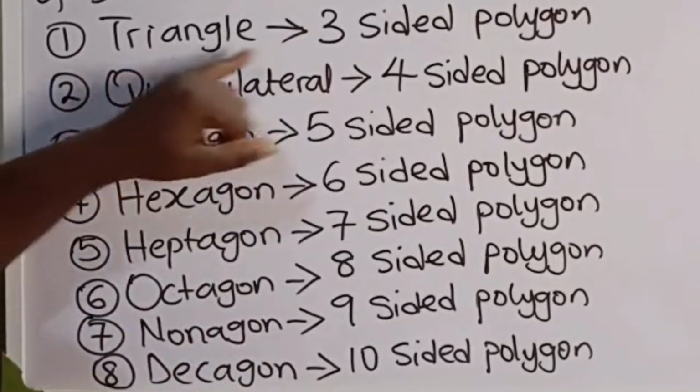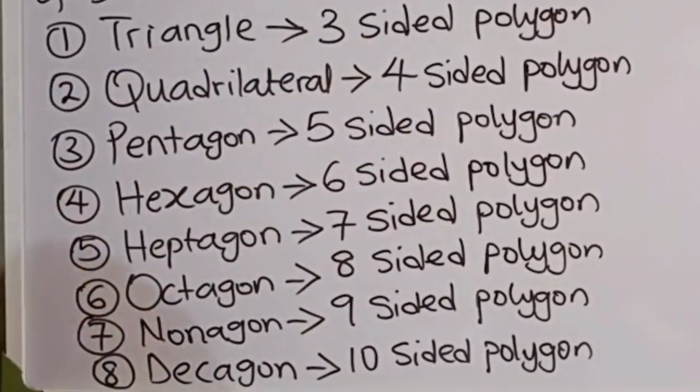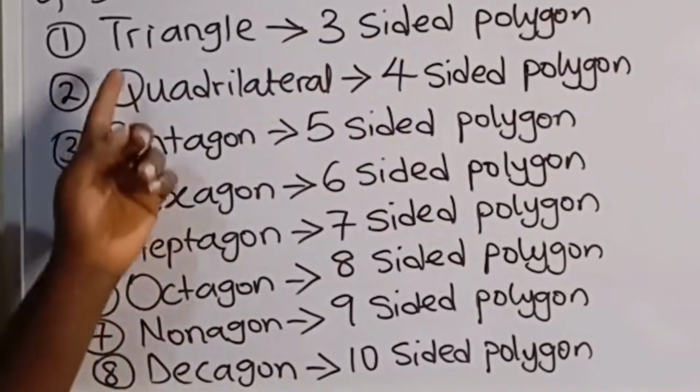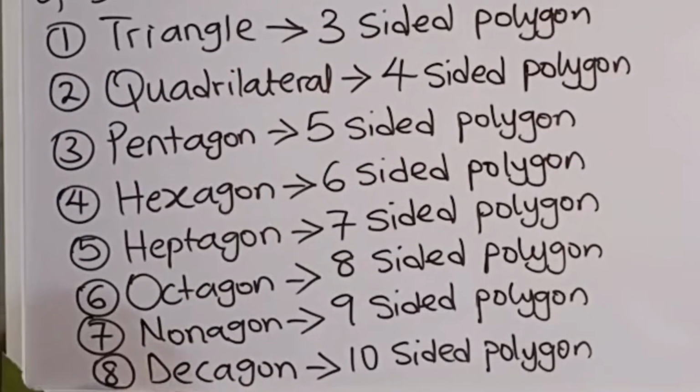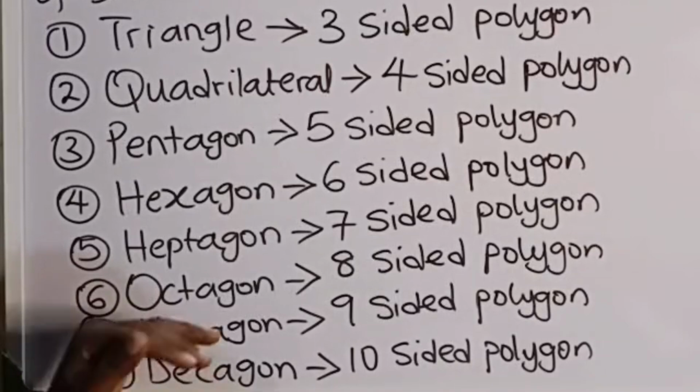We cannot have a 2-sided polygon. So the smallest type of polygon is a 3-sided polygon called a triangle. A decagon is not the largest type of polygon. There are other types of polygon, but we're going to stop at this. Okay.